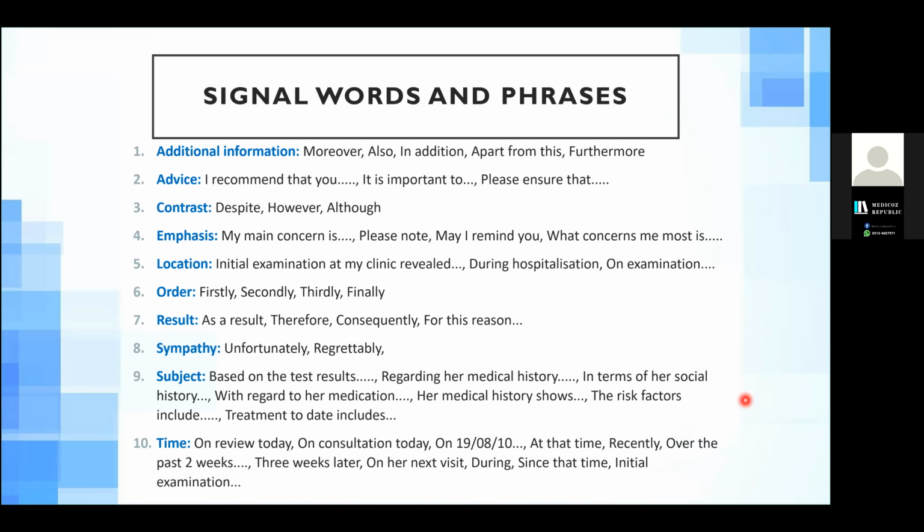Okay, signal words and phrases. What are the signal words and phrases? These are the common phrases that link sentences together so that the information is flowing smoothly and is very easy to read. Just take the hint: signal words.